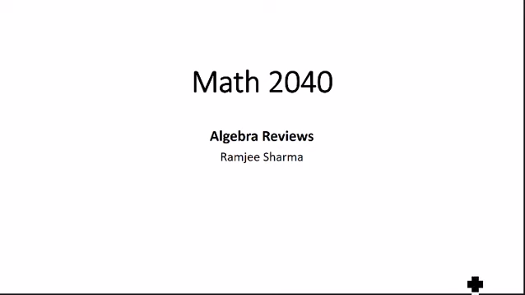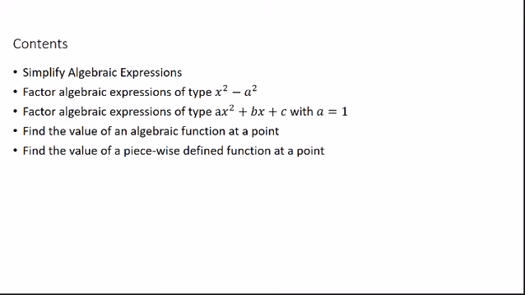Let's brush up some algebraic skill required for calculus. In this video, we will simplify algebraic expressions, factor algebraic expressions of type a squared minus x squared, factor algebraic expressions of type ax squared plus bx plus c where the first coefficient a equals 1, find the value of an algebraic function at a point, and find the value of a piecewise defined function at a point.